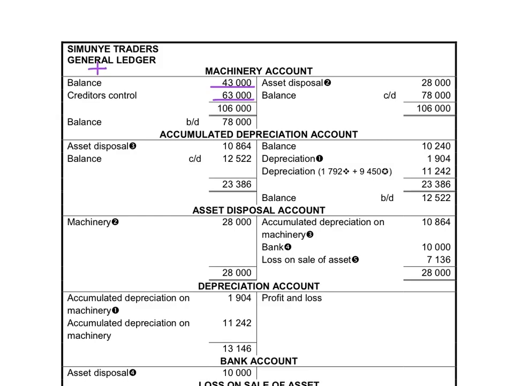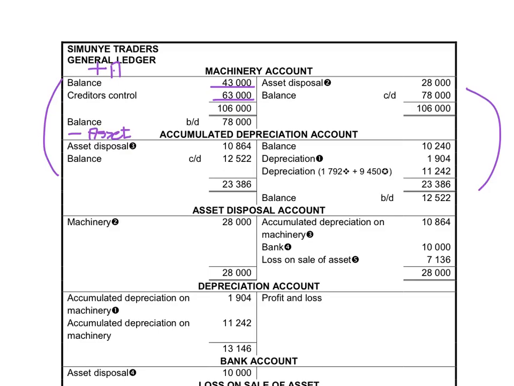The accumulated depreciation is my negative asset and will therefore have a credit balance because it will reduce the machinery account. So these two accounts, machinery and accumulated depreciation, is actually one account. Machinery increases the asset on the debit side, and accumulated depreciation decreases the asset on the credit side.